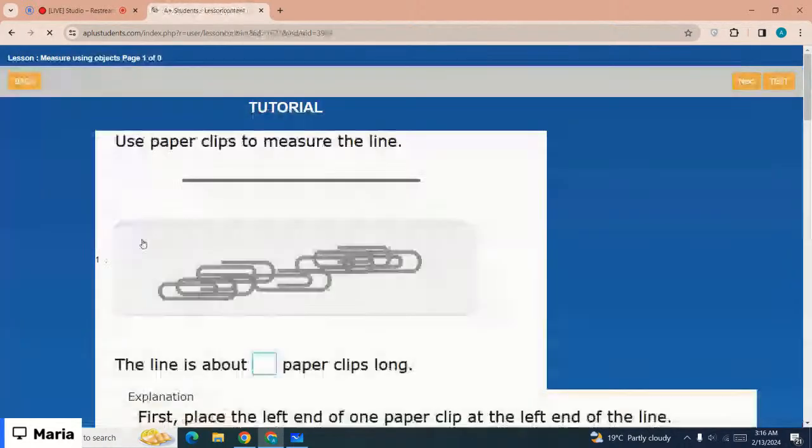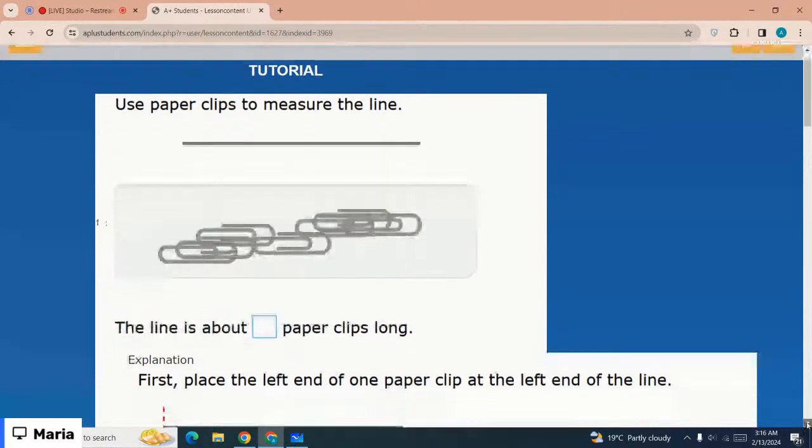Next one is measure using objects. So you need to measure the lines by using the paper clip. You need to keep the paper clips starting from the left hand and until the right, and then you have to count how many paper clips you have placed there, right? So you need to see how many paper clips long this line is, right?